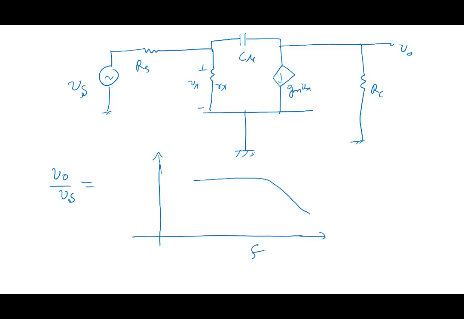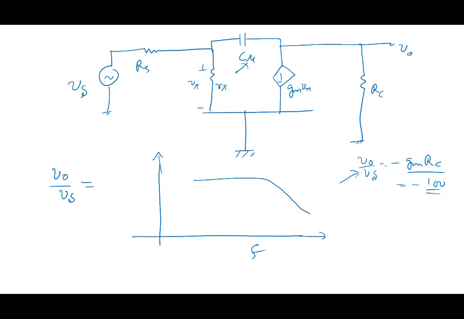Low frequencies. Very low frequencies. What happens to Cμ? Open circuit. Open circuit, what do we get? V0 by Vs? Minus gm RC. Fine, that's okay. So let's say this is some large quantity, let's say minus 100 or so, right? It's an amplifier gain 100. So this is there. So that's low frequency.